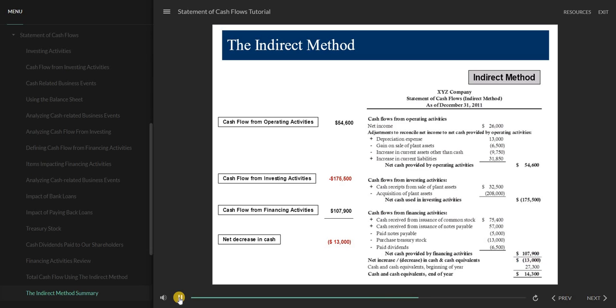Much like our bank statement, if we were to deduct this net decrease in cash from our beginning balance, in this case we are stating that our beginning balance was $27,300, our ending cash balance would be $14,300.